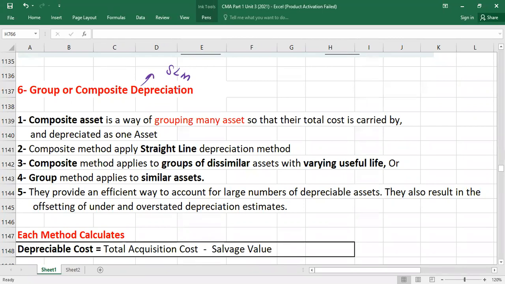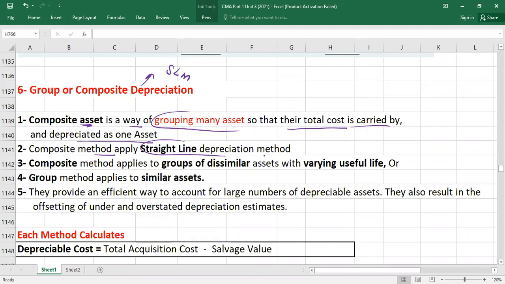Group or composite method. First understand theoretically what is written. Composite assets is the way of grouping many assets. We're going to make a group so that their total cost is carried by and depreciated as one asset. Because you're going to make a group. Composite method applies what? I told you it's an extended version of straight line. But this method tells you how you can save your time. Right?